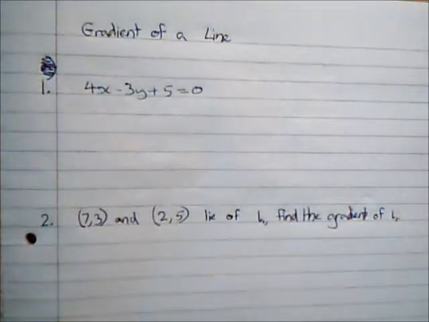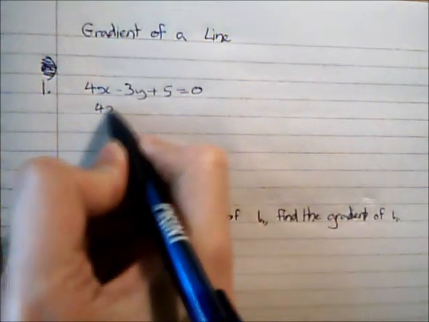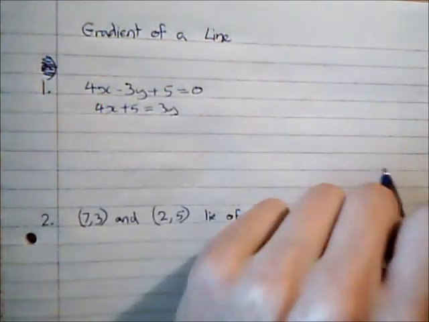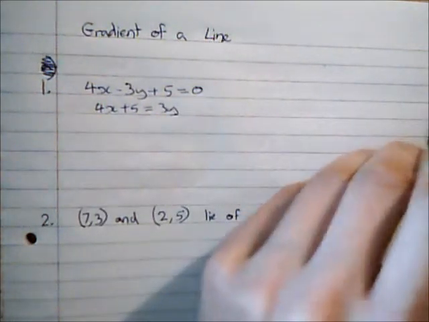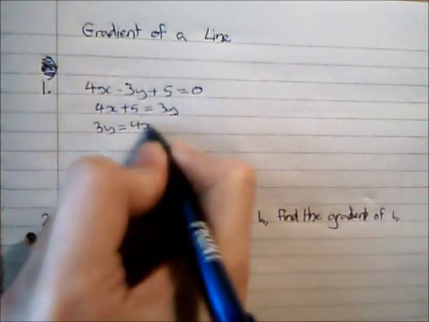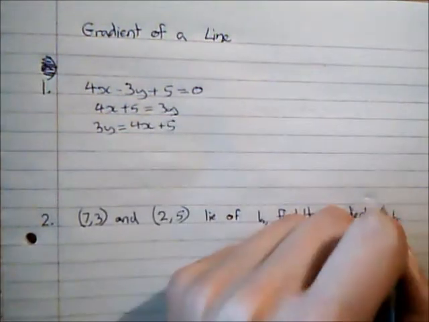For this sort of problem, it's much easier to identify the gradient if we have it in the form y = mx + c. So I'm going to begin by adding 3y to both sides. I'm just going to write this the other way around, so I've got the y term on the left side. And I'm going to divide through by 3.